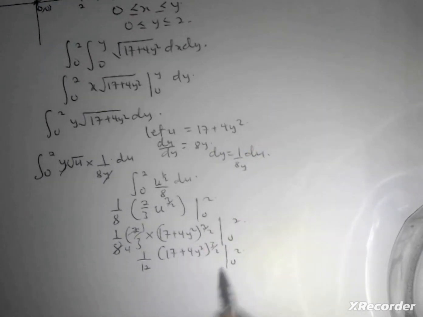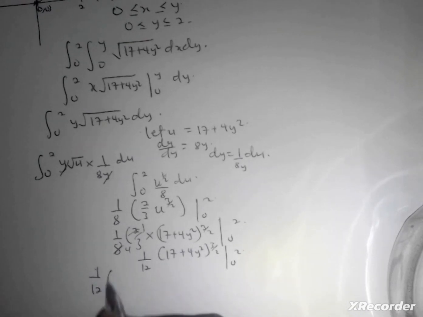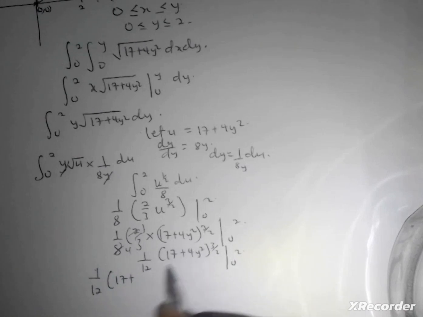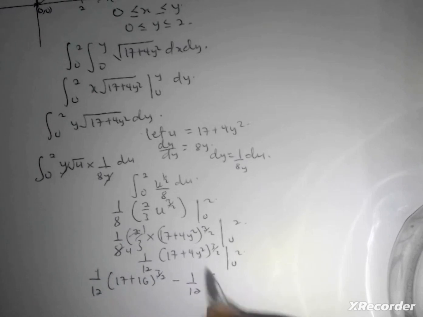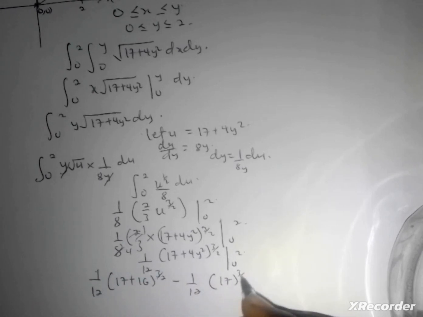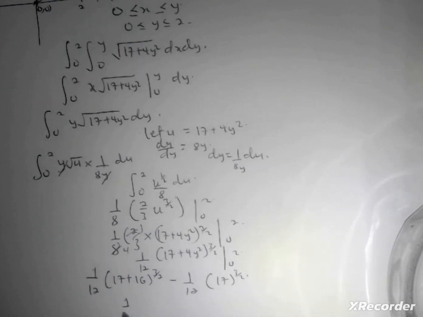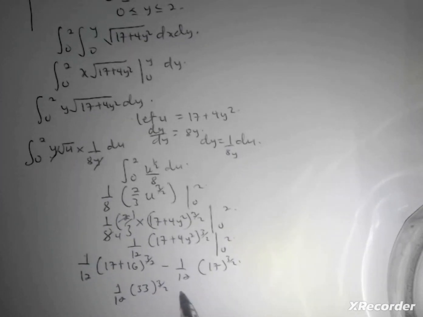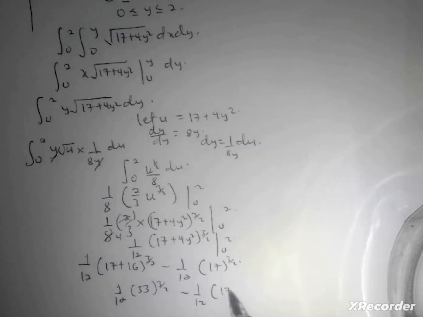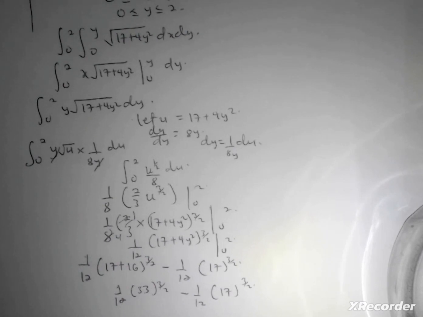Then at this point I'll put in 2, then I'll put in 0. Putting in 2, I get 1 over 12 times 17 plus 2 squared times 4, which is 17 plus 16, to the power 3 over 2, minus 1 over 12 times, here it will be 0, so 17 to the power 3 over 2. And this gives me 1 over 12 times 33 to the power 3 over 2 minus 1 over 12 times 17 to the power 3 over 2. So computing this on your calculator gives you the solution for our surface area.